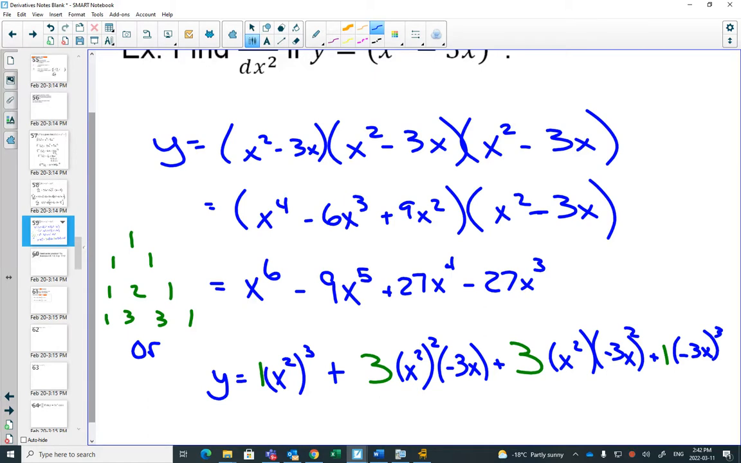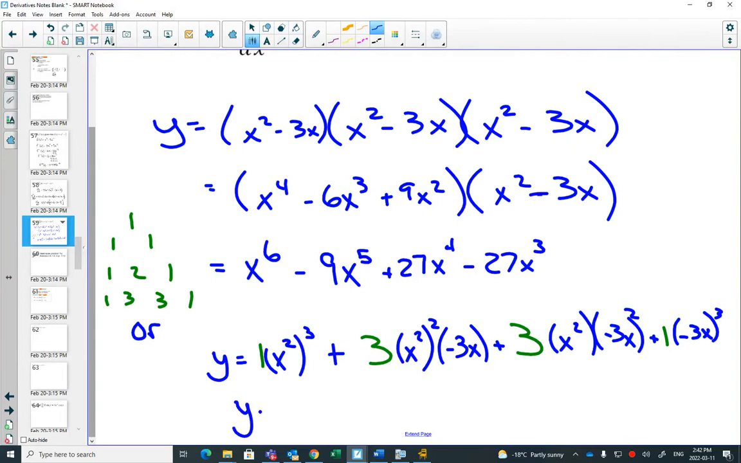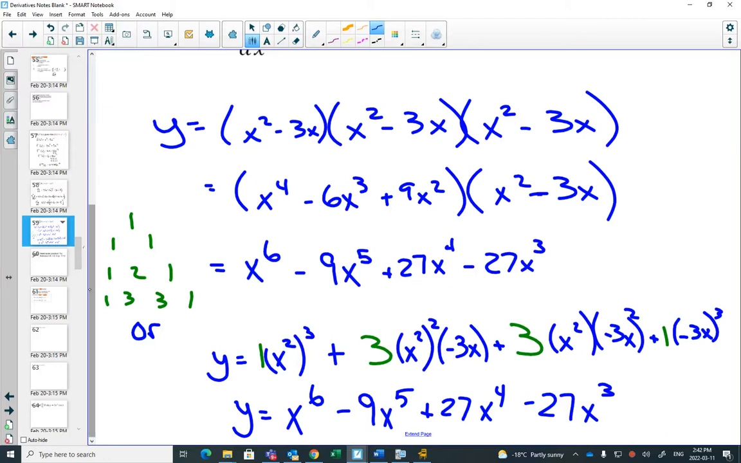This is the binomial theorem, which you will get in grade 12. Using the binomial theorem, simplifying each of these, this gives me my x to the 6. Here I have my minus 9x to the 5. Here I'm going to have negative 3 squared is 9 times 3 plus 27 x to the 4, and negative 3 cubed minus 27 x cubed. Both of them take a little bit of effort to expand. What is the advantage of expanding them?